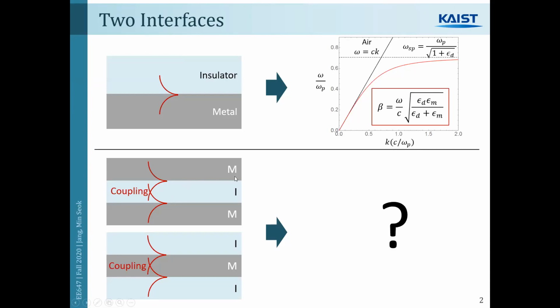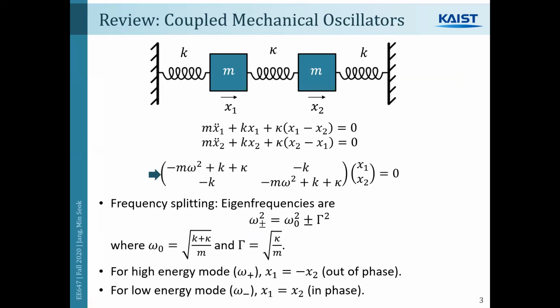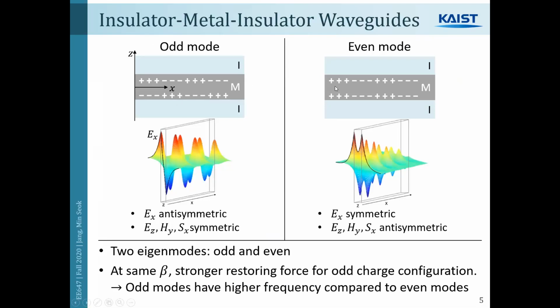One way to form the interfaces is the MIM, metal insulator metal structure, and the other way is the insulator metal insulator structure. Last time we dealt with the second structure, the IMI waveguide. We saw that, just like in coupled mechanical oscillators, if you take two interfaces close to each other, the plasmons interact to form two discrete modes. One mode is the odd mode and the other is the even mode.